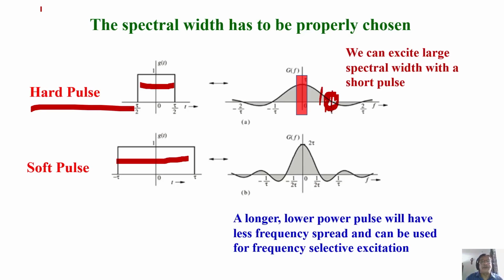Reduce to 5 microsecond. If that profile is also not possible to uniformly excite your spectral width, you have to reduce further. And beyond that, you can't reduce. In which case, you have to move the carrier offset. I'll tell you that as we go ahead.